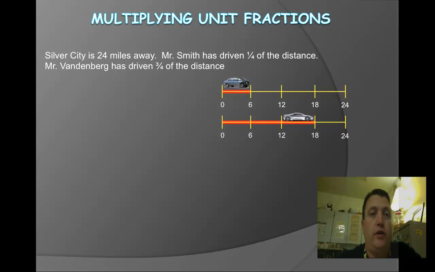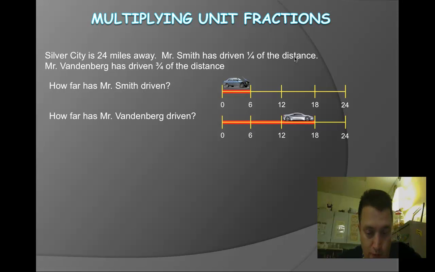So, Silver City is 24 miles away. Mr. Smith has driven 1/4 of the distance. We're going to pretend we left at the same time. Okay? Mr. Vandenberg has driven 3/4 of the distance. Now, we have to figure out how far has Mr. Smith driven and how far has Mr. Vandenberg driven.